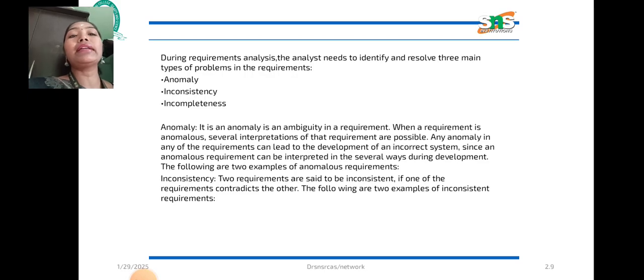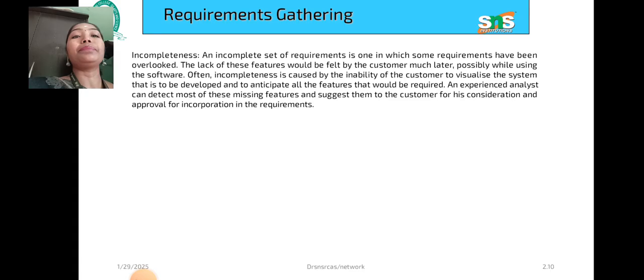They are anomaly, inconsistency, and incompleteness. Anomaly is mainly focused on the ambiguity of requirements, where a requirement can be interpreted in more than one way. Inconsistencies are when two requirements contradict each other. Incompleteness means an incomplete set of requirements, one in which some requirements have been overlooked.